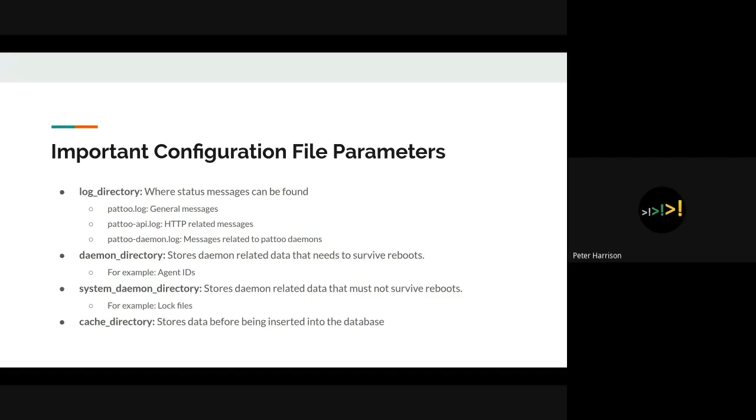And in there will be that long hash string. And when the agents post to the central API server, they will include that hash string in there. And that is how the agents are uniquely identified from around the world.